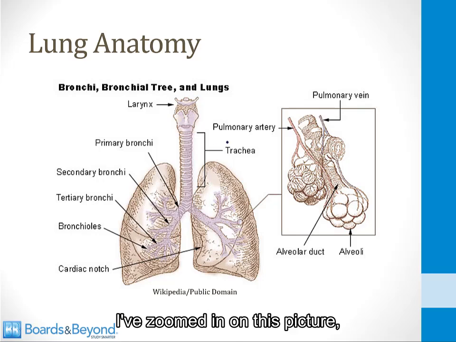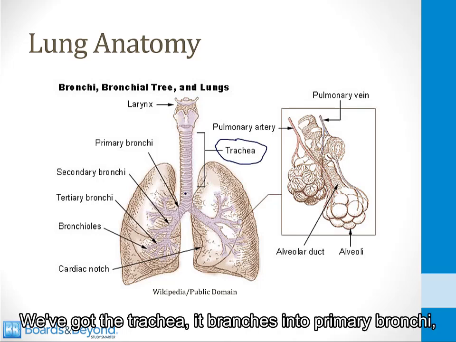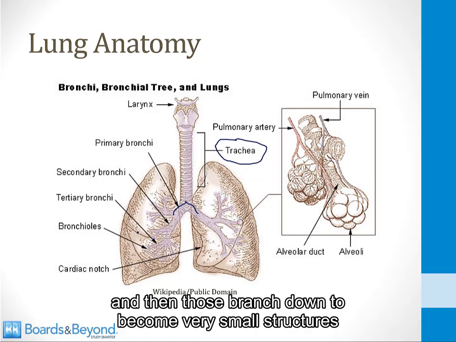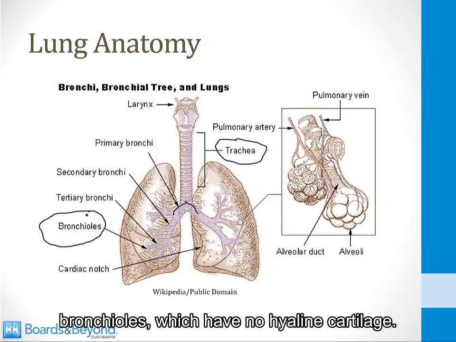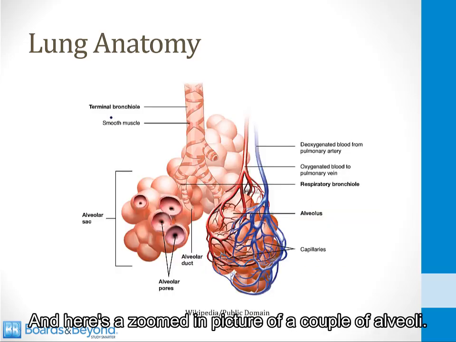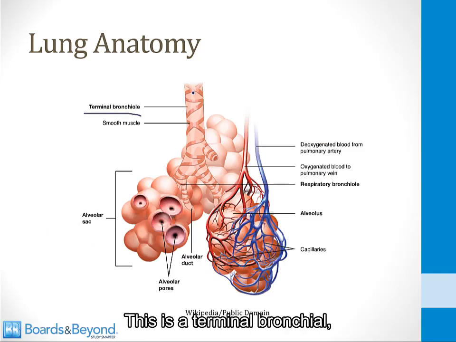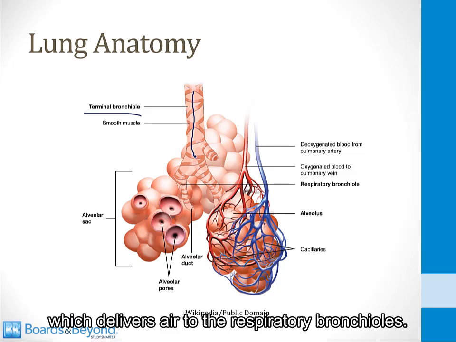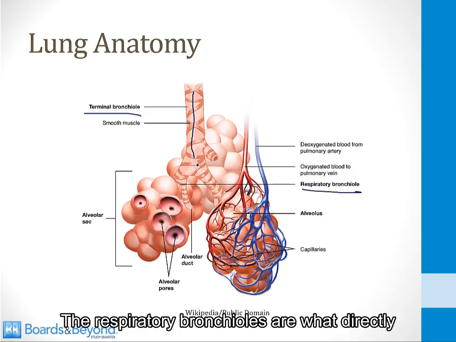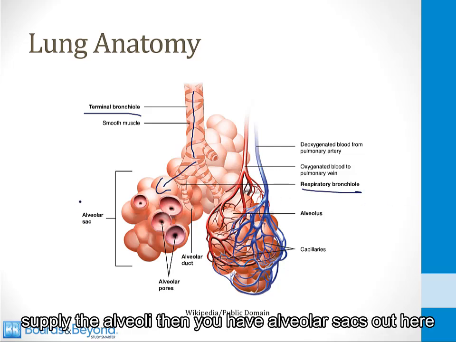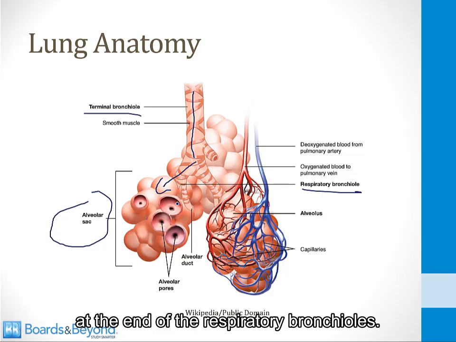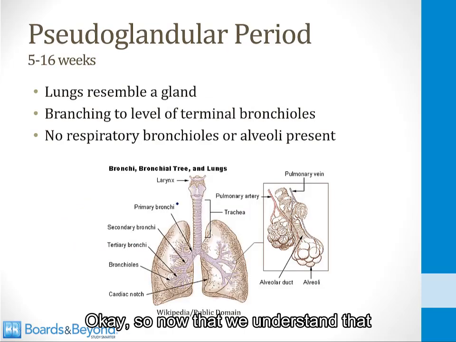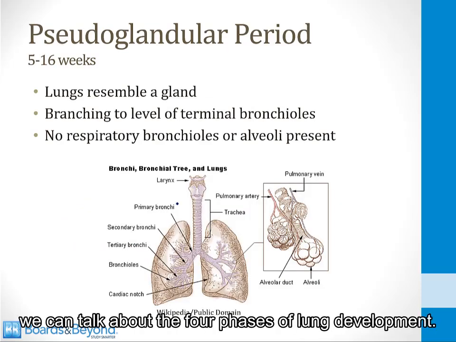I've zoomed in on this picture just to make this more clear. We've got the trachea. It branches into primary bronchi, and then those branch down to become very small structures, bronchioles, which have no hyaline cartilage. And here's a zoomed in picture of a couple of alveoli. This is a terminal bronchiole, which delivers air to the respiratory bronchioles. The respiratory bronchioles are what directly supply the alveoli, and then you have alveolar sacs out here at the end of the respiratory bronchioles.